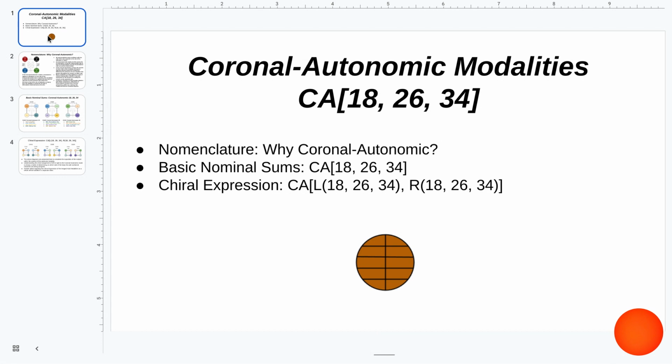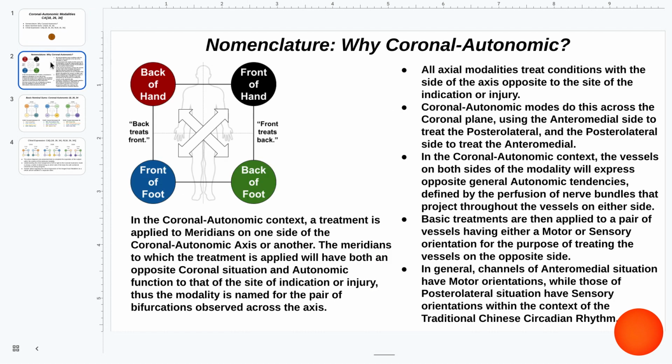Finally, all 6 modalities within the category are presented through all 3 nominal sums and both chiral expressions, along with a brief series of notes on the iterative nature of the pedagogy in the context of the chiral expressions. Slide 1, Nomenclature, why coronal autonomic?